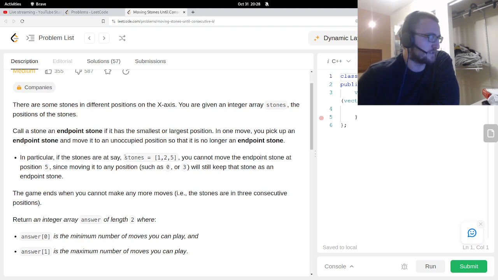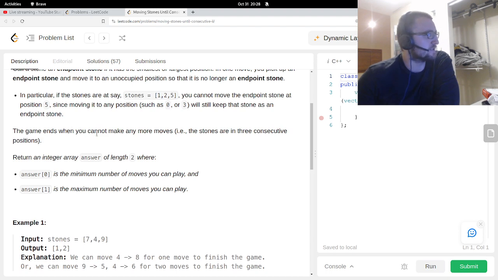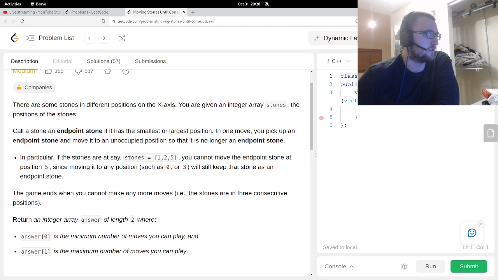Particularly, if the stones are at, say, 1, 2, 5, you cannot move the endpoint stone at position 5, since moving it to any position, such as 0 or 3, will still keep the stone as an endpoint stone. So you can move it between 1 and... Oh, no, you can't. You can't move 5. Okay. Game ends when you cannot make any more moves. The stones are in 3 consecutive positions, but you can move 1. You can move 1 between 3 and 5, and then move 2 between 3, 4, and 5.